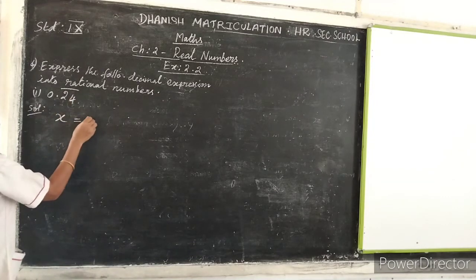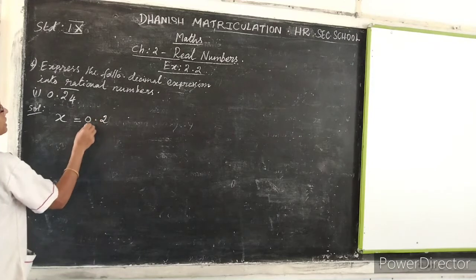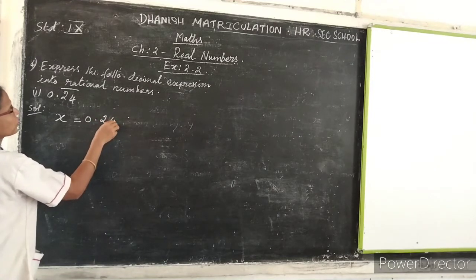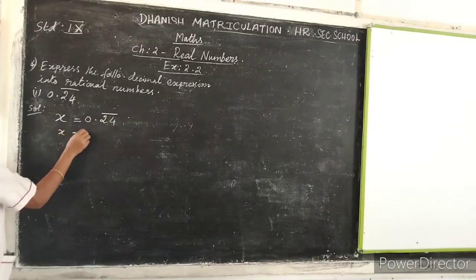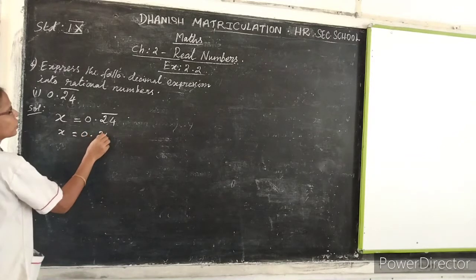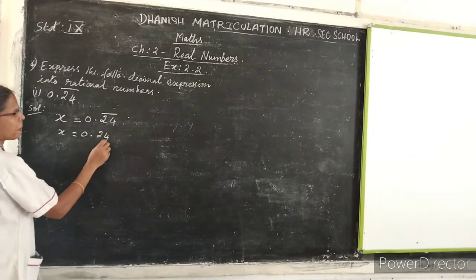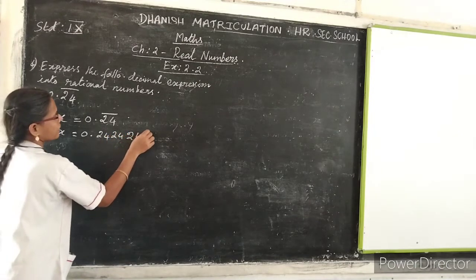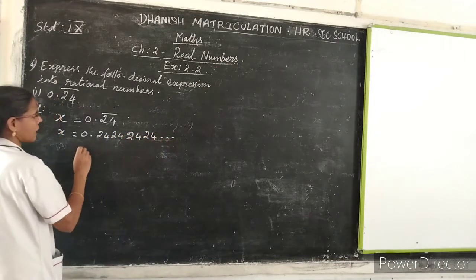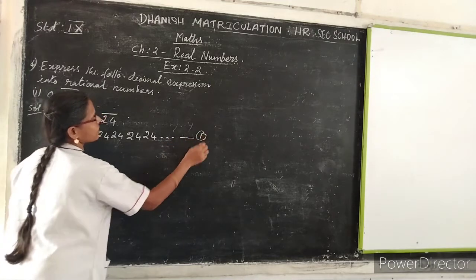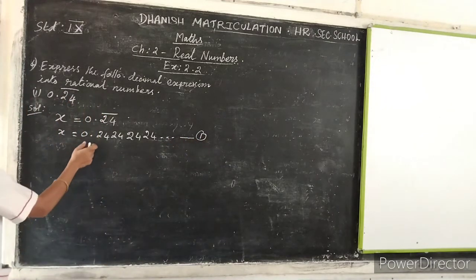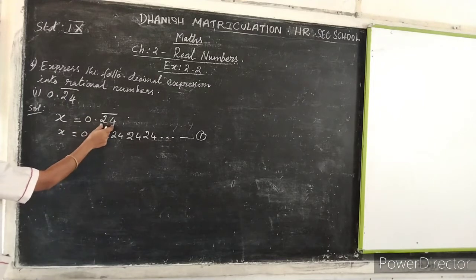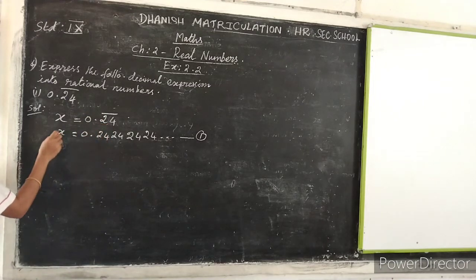Let us take the given expression. Given decimal number as x is equal to 0.24 bar. That means x is equal to 0.242424 etc. These two digits are repeated elements. Let us take this one as first equation. In the decimal expansion there are two repeating digits, so multiply the first equation by 100.